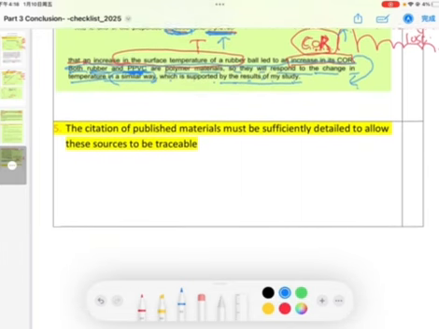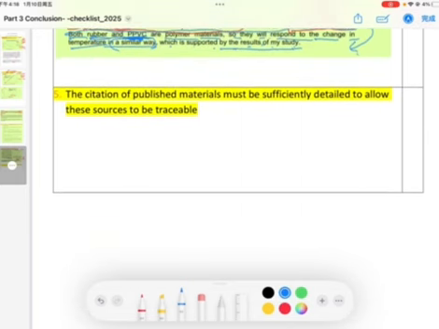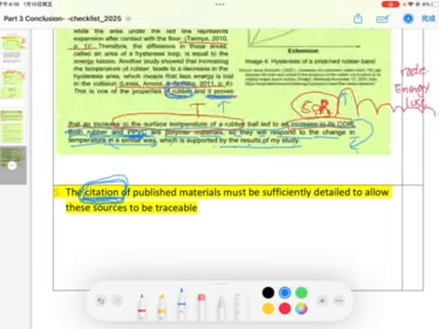Okay, and the last one is talking about citation. We're going to see if I have time to make a separate lesson about how to do the citation in the material. Okay, and that will be all for the conclusion part.